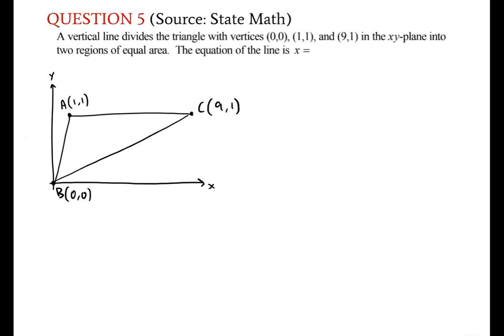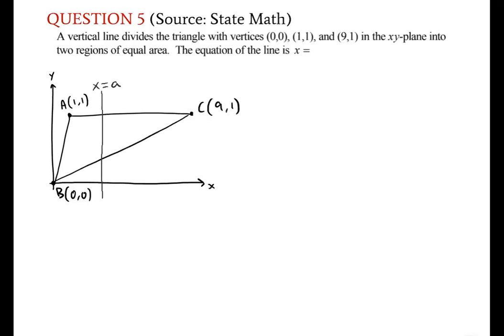All right, last question. So we have some vertical line that divides this triangle into equal areas. So let's just draw some random line. It'll probably look something like this. So this line, the equation, we're gonna let it be x is equal to a. That's the equation of the line.